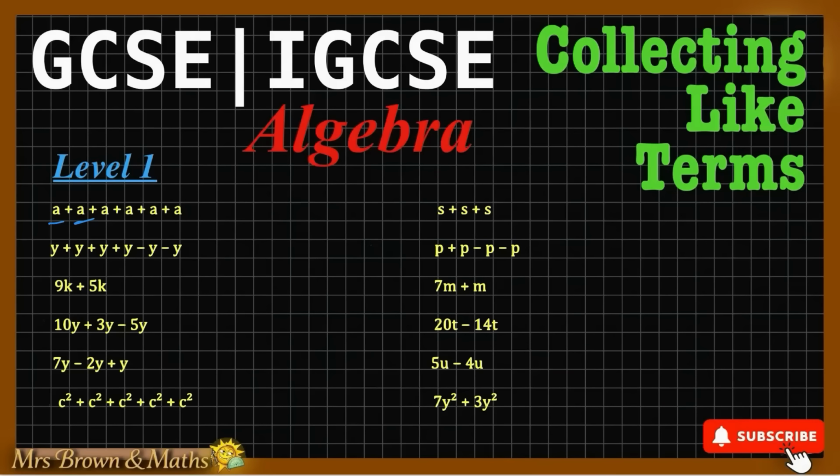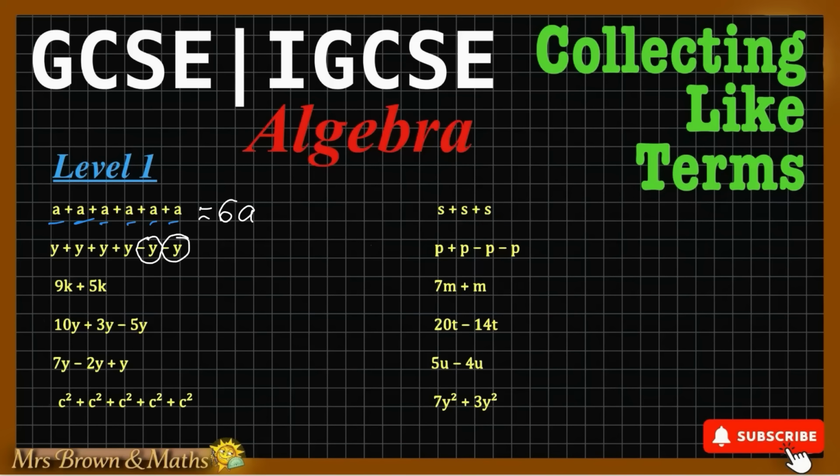Today, we are collecting like terms. That means we only combine terms that are exactly the same letters, same powers. Let's start with level 1. A plus A 6 times will be 6A.